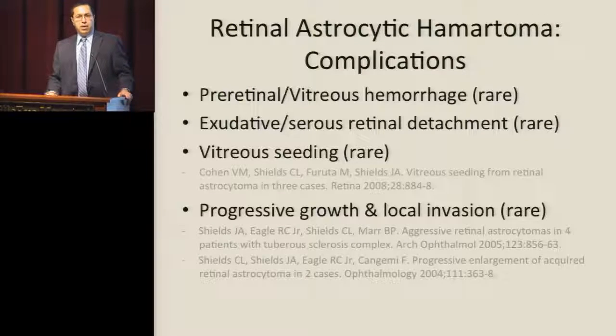So some of the complications that can be associated with these tumors are pre-retinal vitreous hemorrhage. You just saw that. It's rare. They can cause exudative retinal detachment, rare. They can cause even vitreous seeding. Actually, this was first reported from oncology service here, tumors that can seed into the vitreous, very rare. And they can show, in some cases, progressive growth with local invasion, again, very rare. So these are all rare complications, but they can happen.